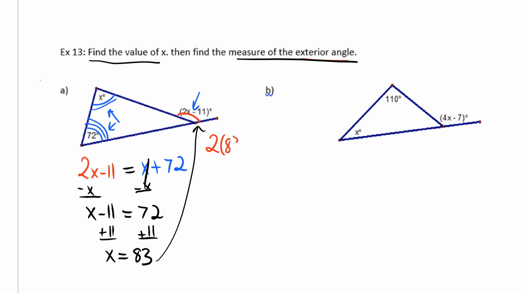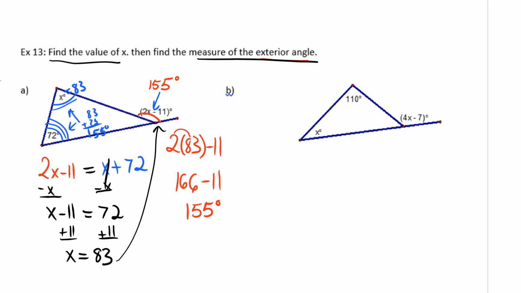2 times 83 minus 11. And I want to figure out what that's going to equal. So I solve that out. Just multiply 2 times 83. That's going to give me 166 minus 11. And 166 minus 11 will give me a final answer of 155 degrees. You can check yourself if you want. We know x is 83 here. So it's 83 plus 72 equal to 155. And it is. So it works out.